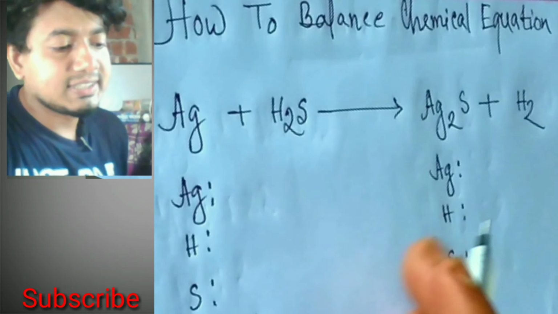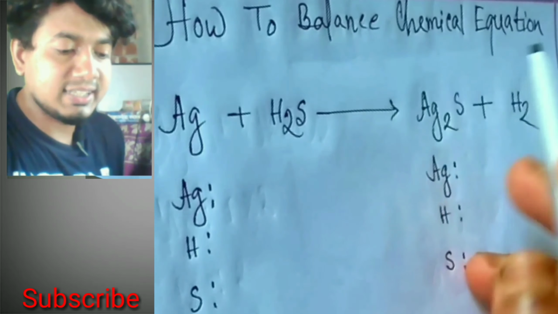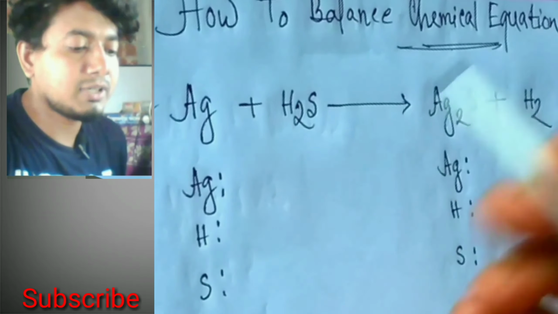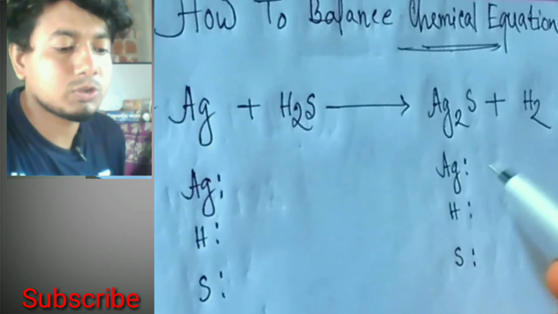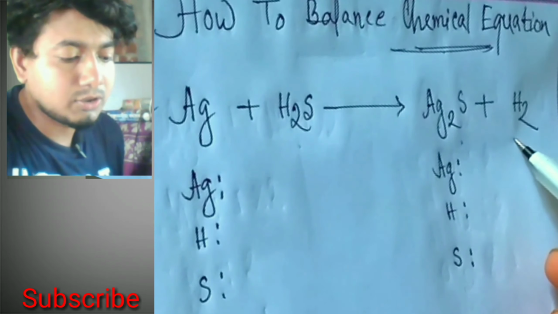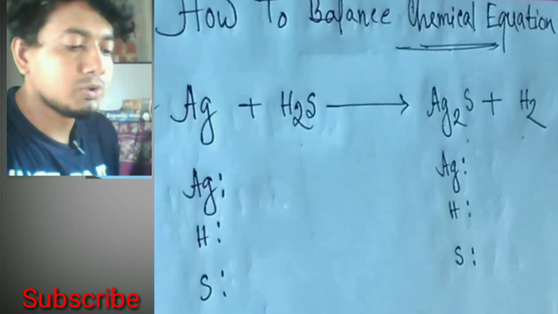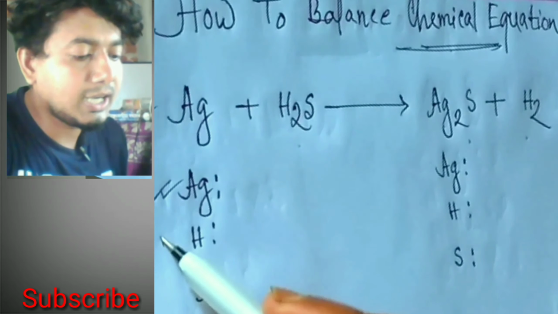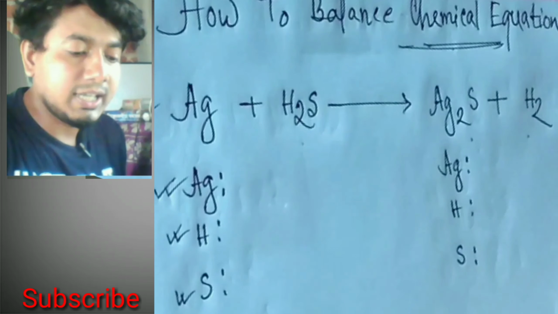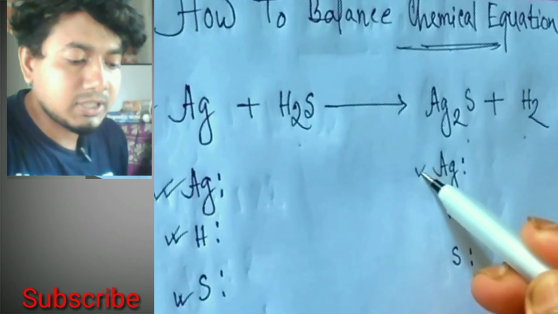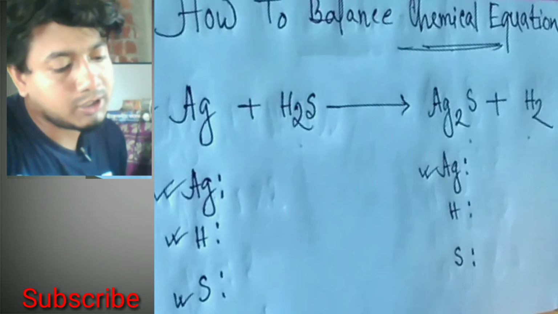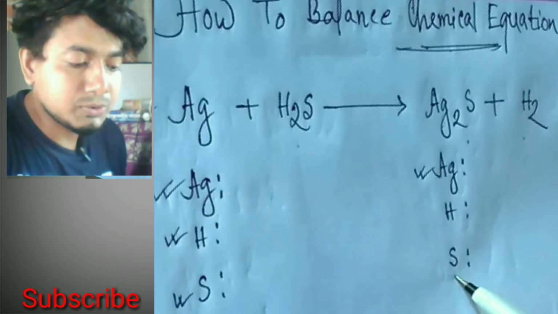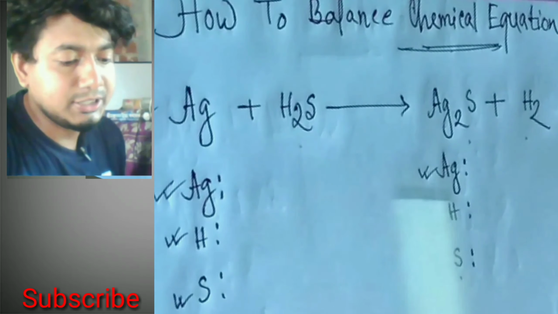So today I will discuss how to balance a chemical equation. You can see here a reaction: silver reacts with hydrogen sulfide and produces these elements. Firstly, you need to separate the elements. First one is metal, silver, hydrogen and sulfur, and here I will separate the elements of the product: silver, hydrogen and sulfur. All we have to do is make the ratio of them.